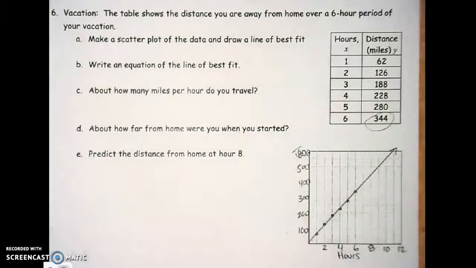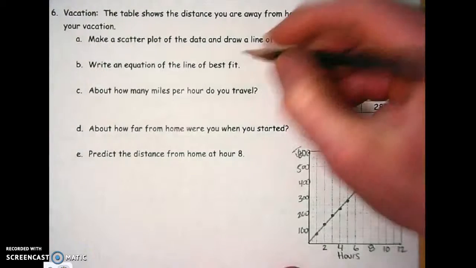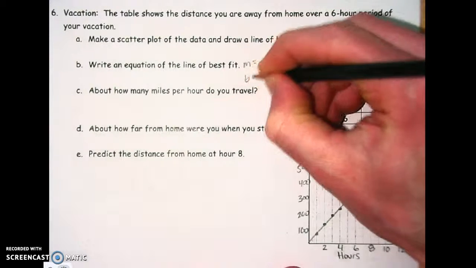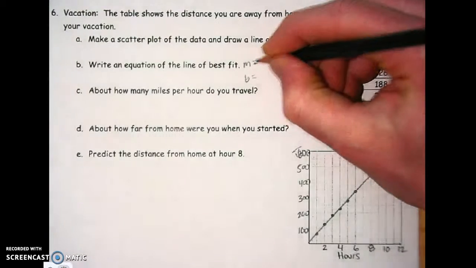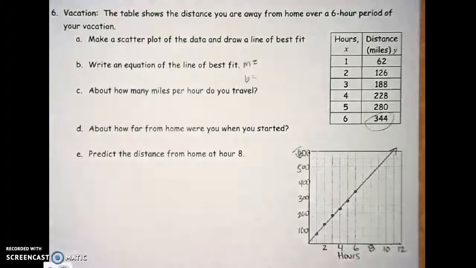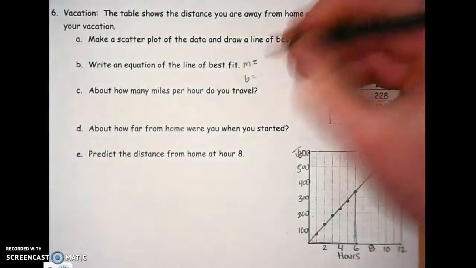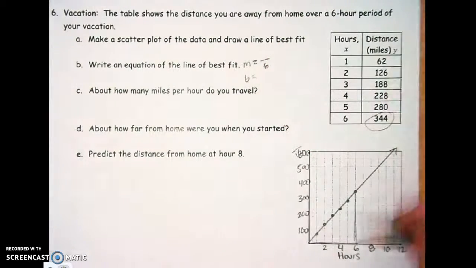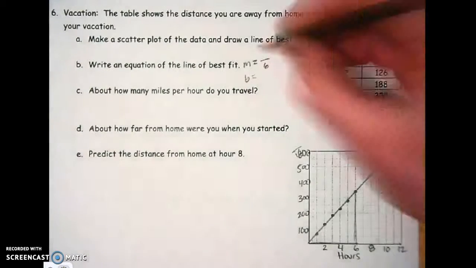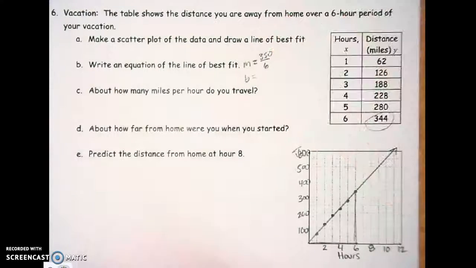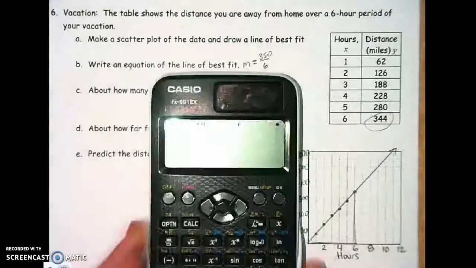Let's write an equation for the line. I'm going to write M equals and B equals because I need those two values. So for the slope, I'm going to start back here and make a big triangle, the biggest one I can make, and see what I get. Looks like it goes over 6. That's where I run. And it goes up about 350. I know it says 344, but I'm just going to say 350. It's an estimation anyway. It's just a line of best fit. It doesn't have to be perfect, but it can be close.